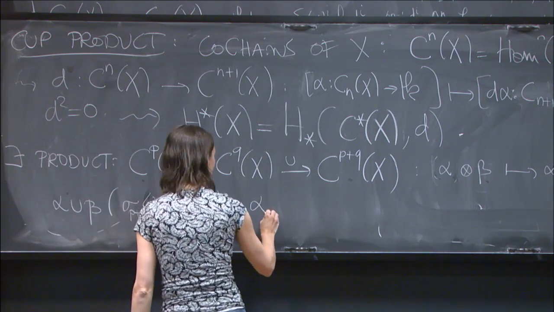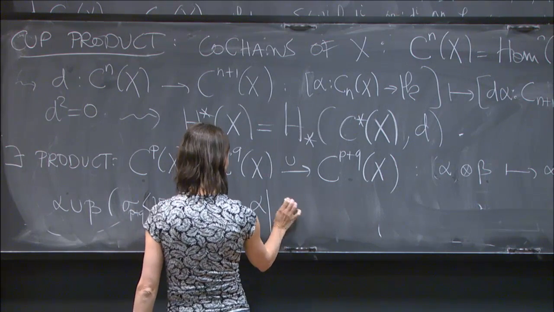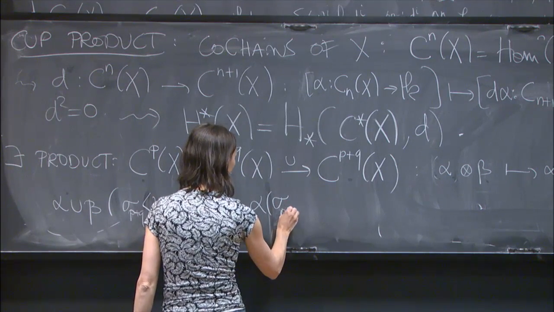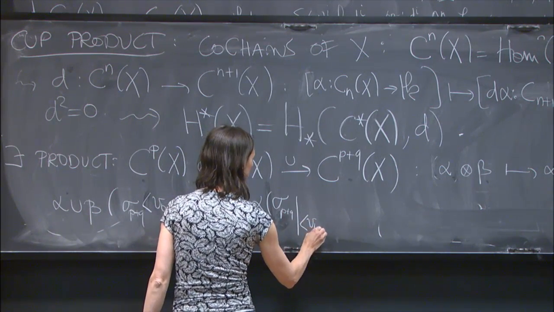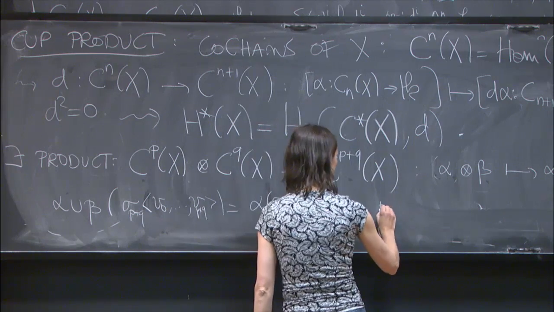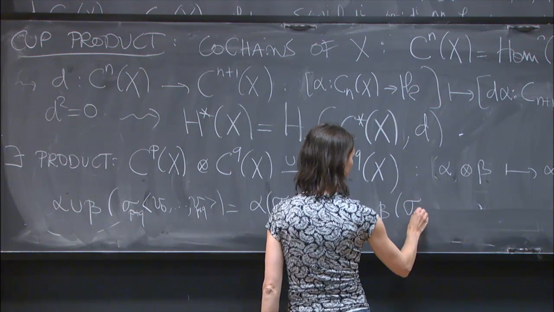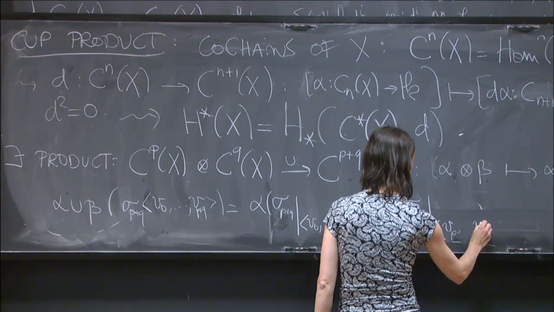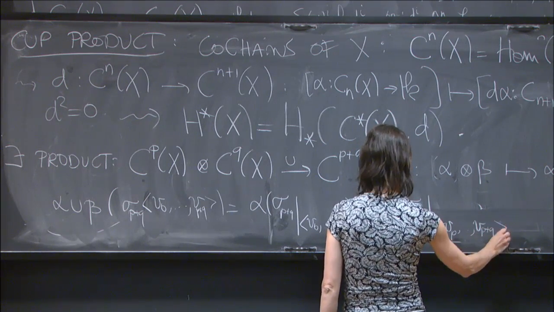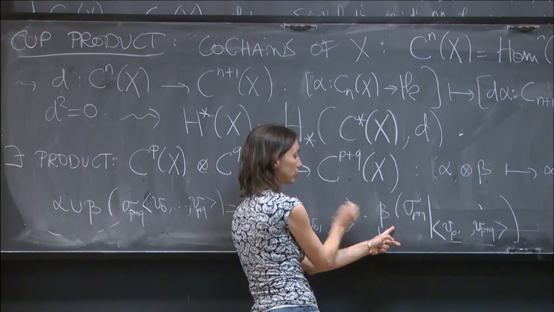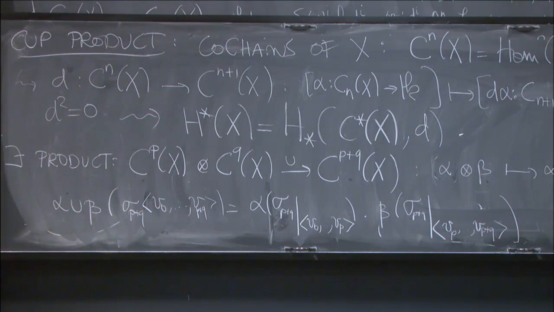I'm going to take alpha of sigma P plus Q restricted to V0 through VP, a P simplex. And then I'm going to take beta of sigma P plus Q restricted to the end of it, so VP through VP plus Q, the Q dimensional face. And this is a number, and I'm in a place where I know how to take a product, and so I can take a product. Okay, so this is very concrete.